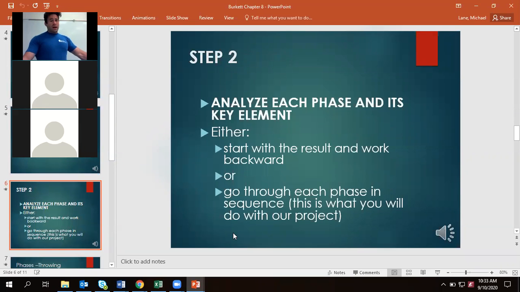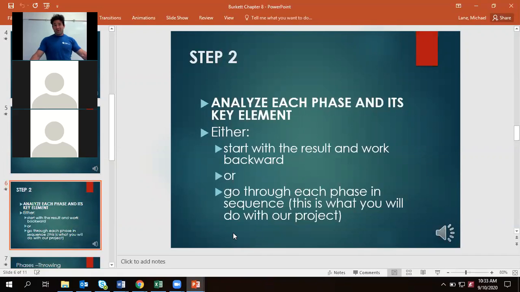Now, from there, we want to analyze each of those phases and think about those key elements we talked about earlier. There's two different ways you can do it. You can start with the results and work backwards, or you can start with the beginning and work through what's going on. For you guys, we're having you start at the beginning and work your way forward. Some sports skills, you'd probably just start with the end result, and if it's where it needs to be, you can work backwards and figure out where the point was where they went wrong.